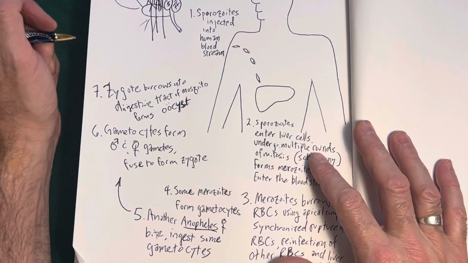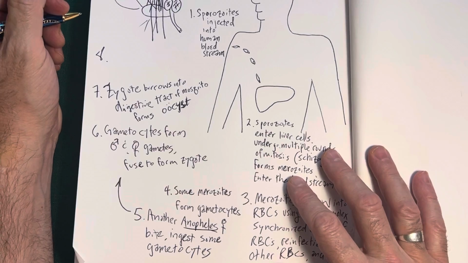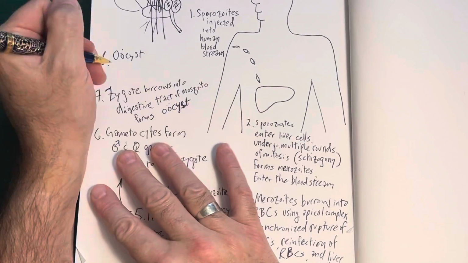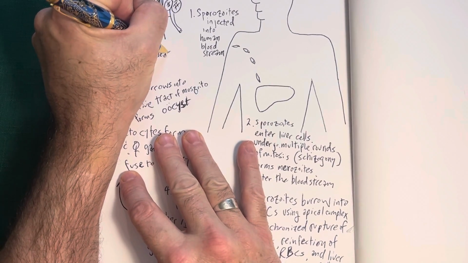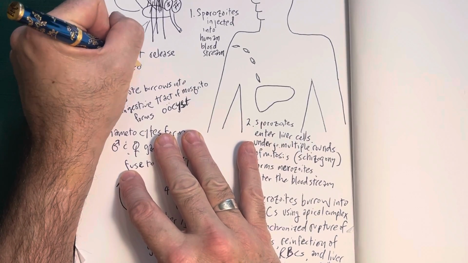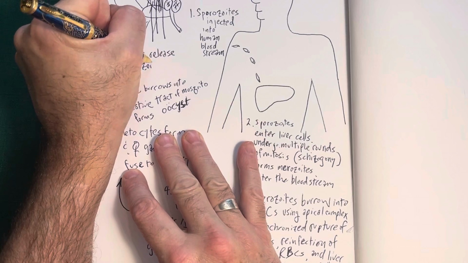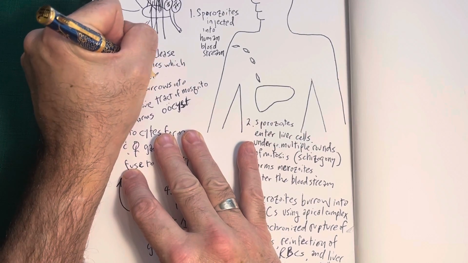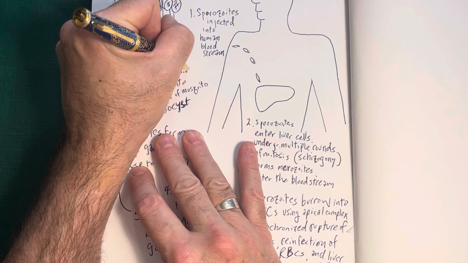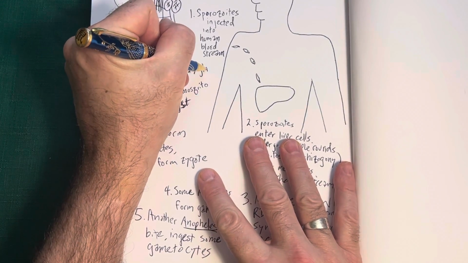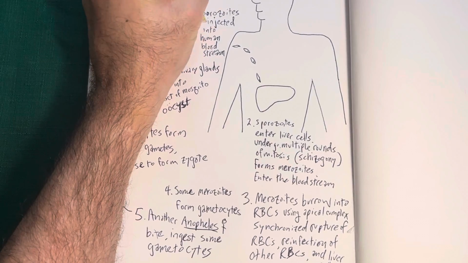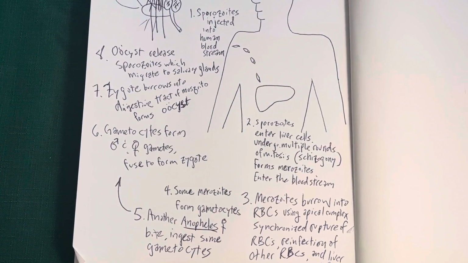And then our last step is that oocyst is going to release new sporozoites which migrate to the mosquito's salivary glands, and we have completed the cycle, because then another person comes along and they get bitten by an infected Anopheles mosquito, and the cycle continues.